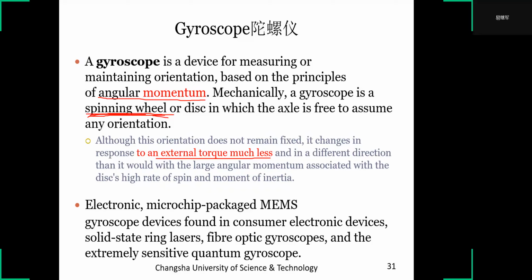The gyroscope is spinning with high speed, so the orientation will be kept. This is a gyroscope.